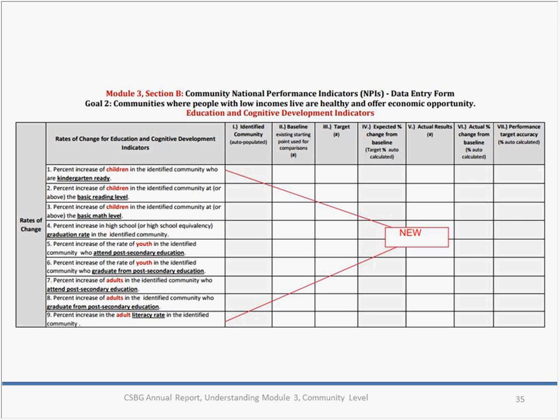So you'll start with a baseline rate. What is the percent of children who are kindergarten ready? What do you want to change that percent to, and what actually happened? Next.